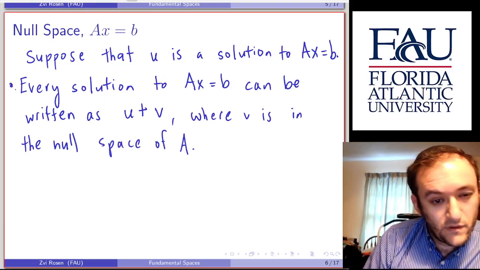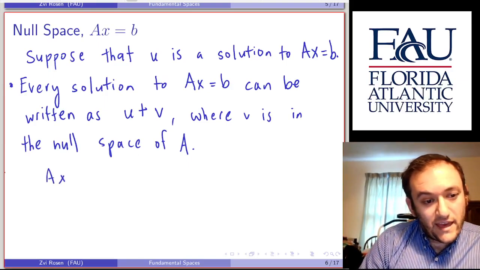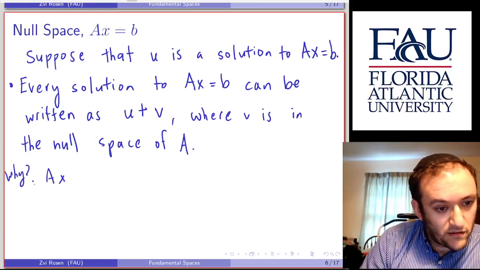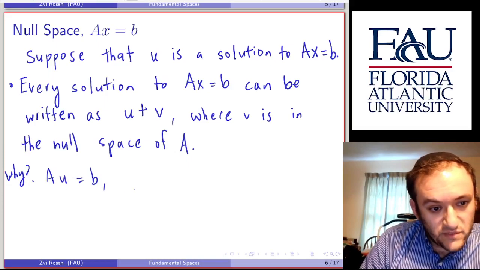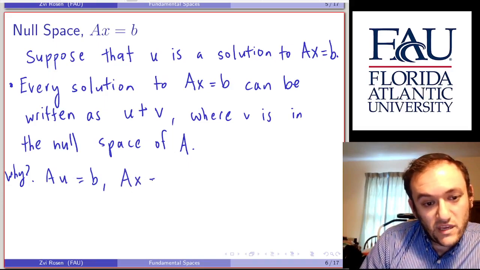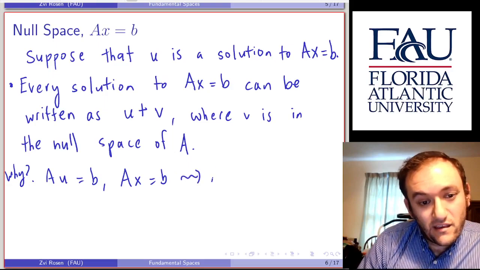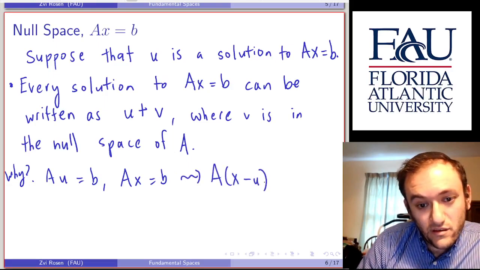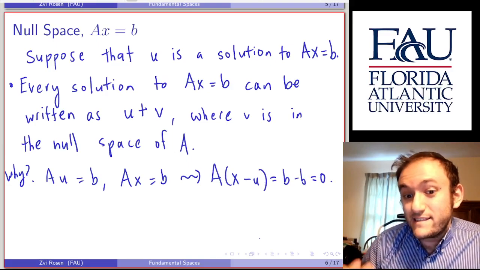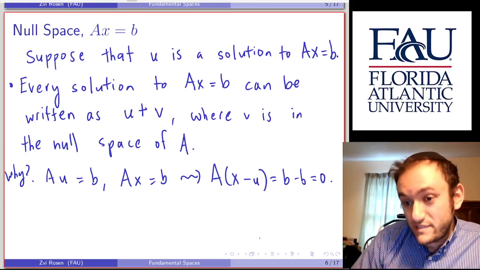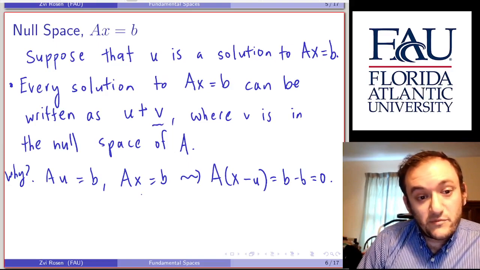Okay. So why should this be true? Well, if AU equals B, and let's say AX equals B, then using linearity, this means that A times (X minus U) is equal to B minus B, which is 0, which means that X minus U is a vector that maps to 0 under the matrix A. So X minus U has to be in the null space, which is where this comes from. Okay?